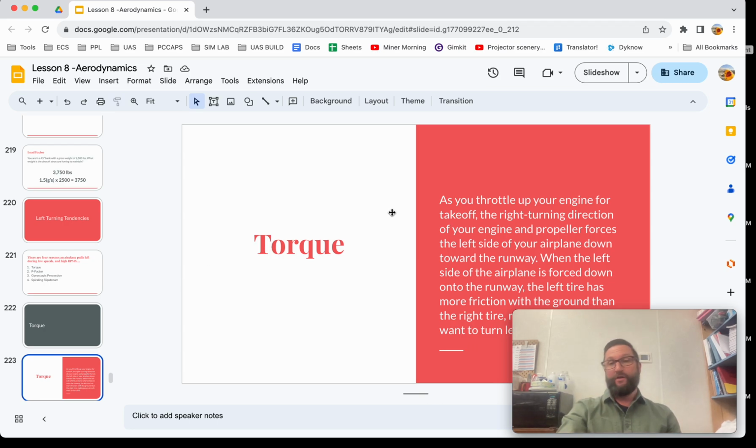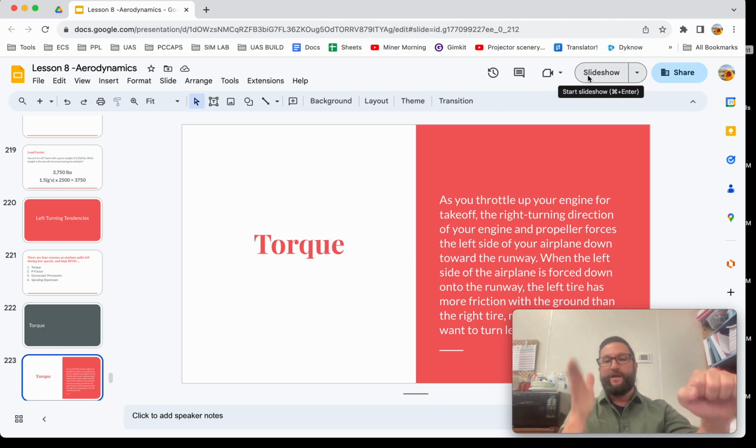So you have to add right rudder when you're at high power settings but low airspeeds. Because when you have a higher airspeed, you have forces acting on the plane trying to keep it straight. But at low airspeeds, the wings and tail aren't doing anything. So you're having to overcome that, and the torque of that engine is trying to pull it to the left.